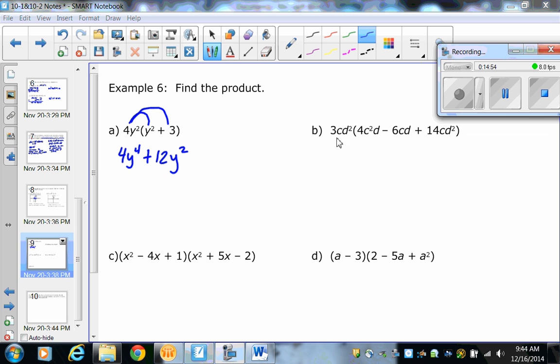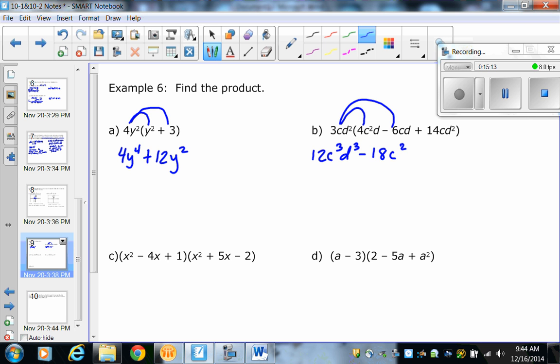For B, kind of the same thing, except now it's a monomial times a trinomial. So we're going to multiply the first. So 3 times 4 is 12. C times c squared is c to the third. D squared times d is d to the third. Then the second one, that's going to be negative 18, c squared, d to the third. And then to the last one, 3 times 14 is 42. And c times c is c squared, and d squared times d squared is d to the fourth.